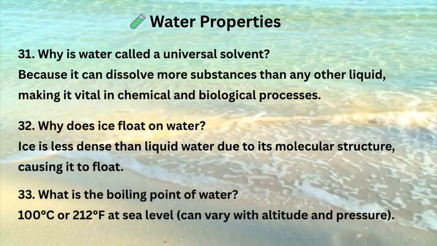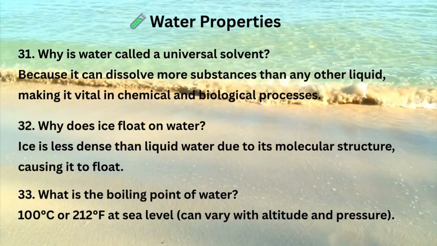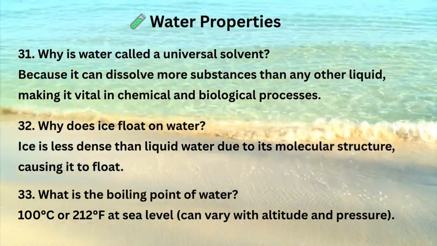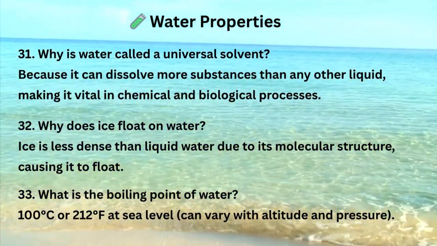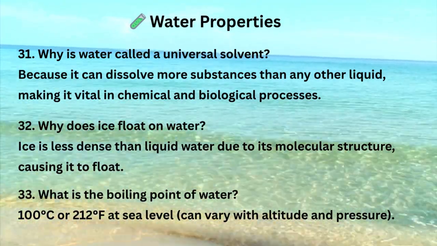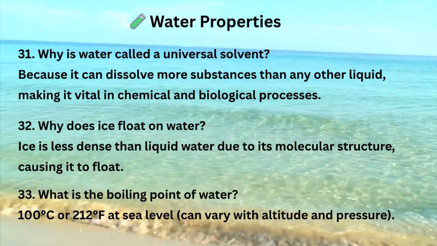32. Why does ice float on water? Ice is less dense than liquid water due to its molecular structure, causing it to float. 33. What is the boiling point of water? 100 degrees Celsius or 212 degrees Fahrenheit at sea level, can vary with altitude and pressure.